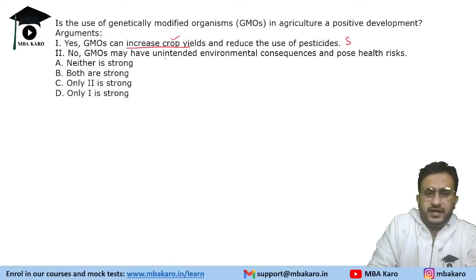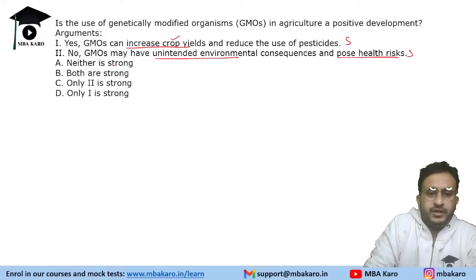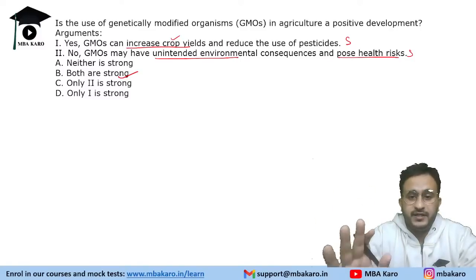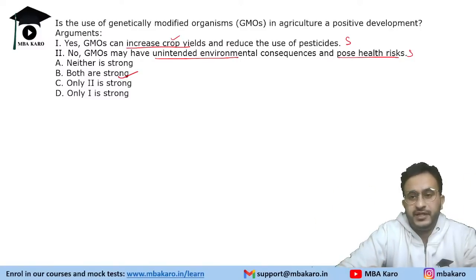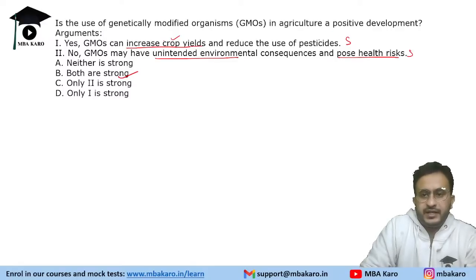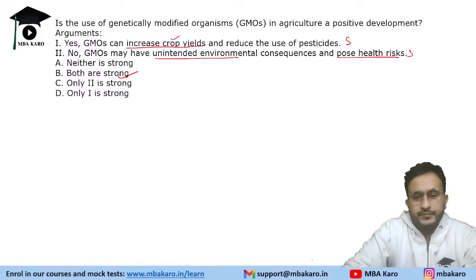No, GMOs may have unintended environmental consequences and pose health risks. If there is a health risk, it means that it should not be done. Again, it's a strong argument. So both are strong arguments. You need to treat arguments independently. First को second से match नहीं करना है. First को individually treat करना है, and not just focus on yes or no, and don't go by your own bias. Increased crop yield, yes, it's a positive thing, so it is a valid argument, definitely a good one. So both are strong.